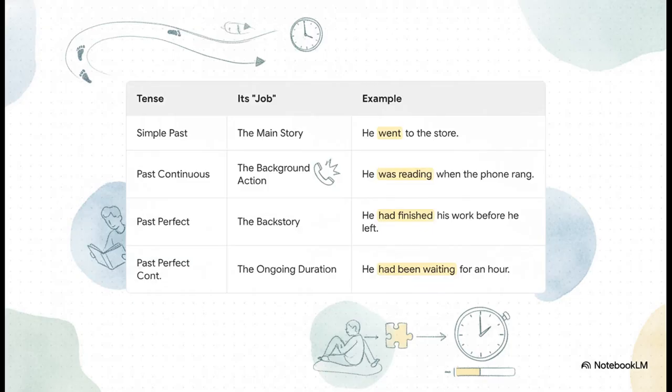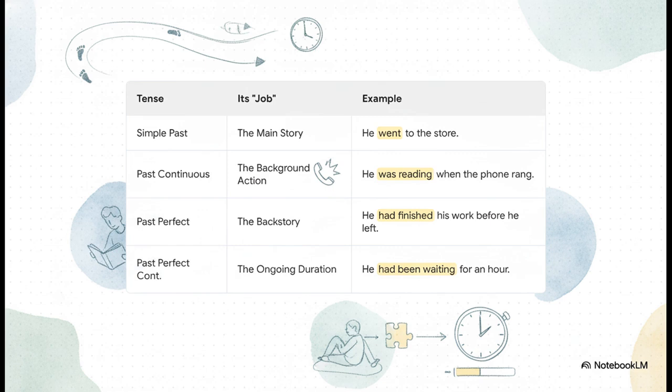So here's the crucial thing to get. Each past tense has a specific job. Think of it like a film crew. The simple past, that's your main story, the main action. He went to the store. Boom. The past continuous sets the scene. It's the background action. What was happening when the main event took place? He was reading when the phone rang.